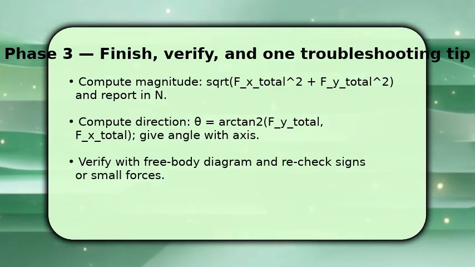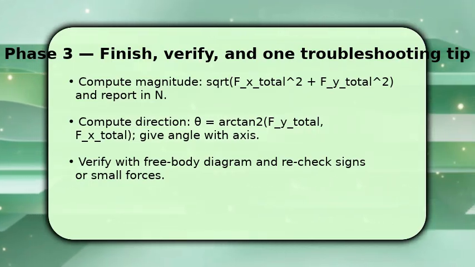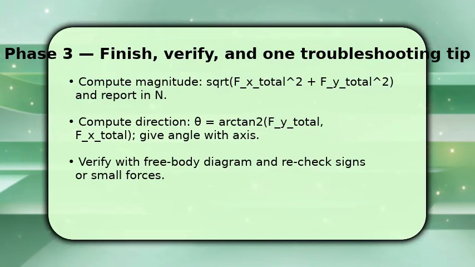Once done, cross-check the result against the free body diagram to catch sign mistakes or a missed force. If the magnitude seems wrong, re-evaluate component signs and any small forces you may have neglected. Often a single sign error causes the biggest discrepancy.